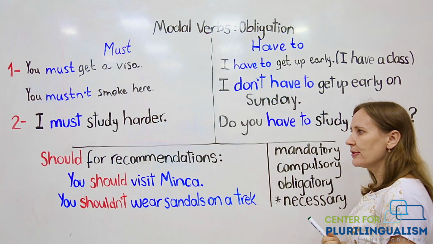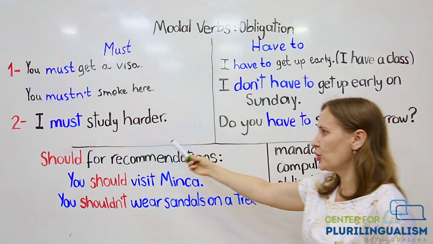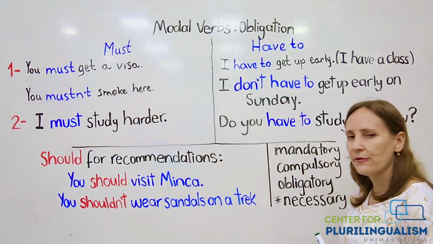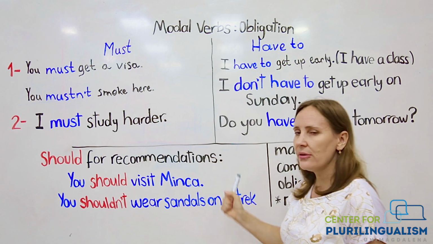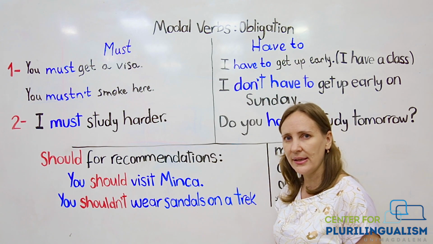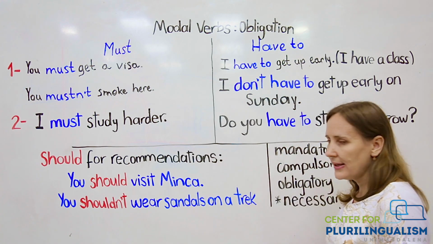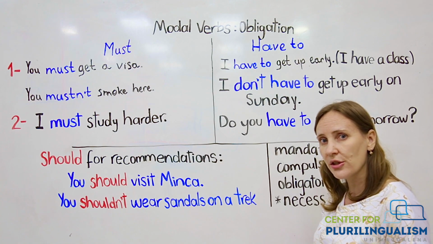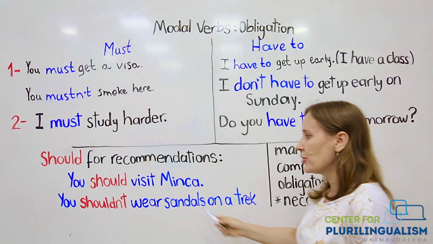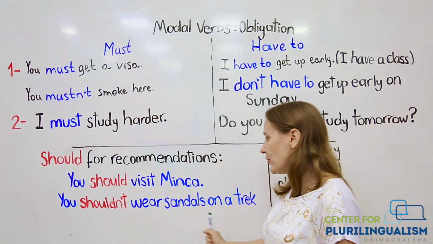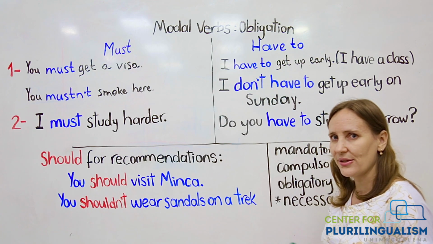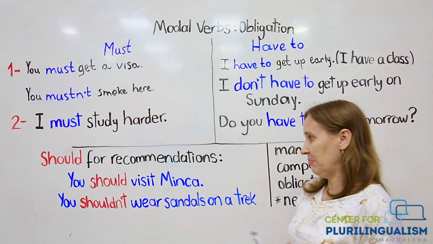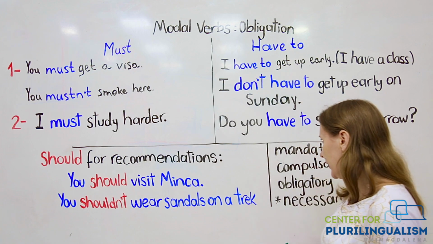Now please, let's look at the next verb. It's should. Should is usually used for recommendations, to give some advice. For example, you should visit Minka. I think it's a good idea. It's a nice place to visit. And again, if you think that something is not a good idea, you can use shouldn't, negative form. You shouldn't wear sandals on a track. Well, it's not comfortable, right? So you should wear tennis shoes there, for example, okay?